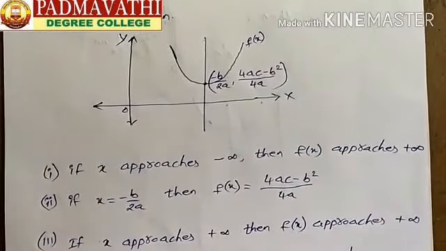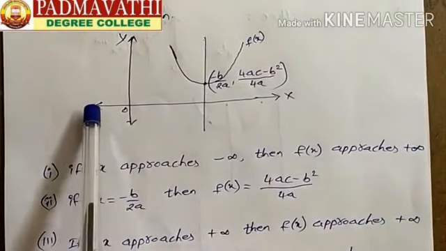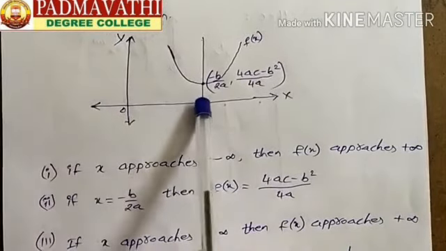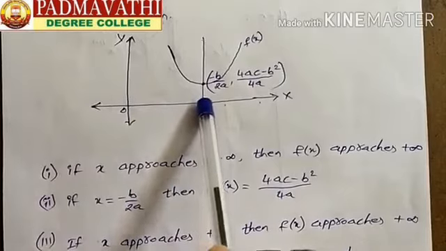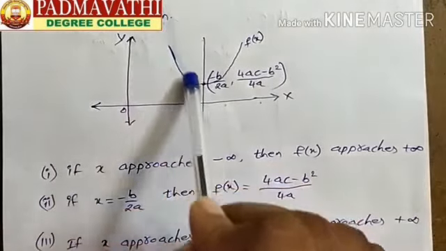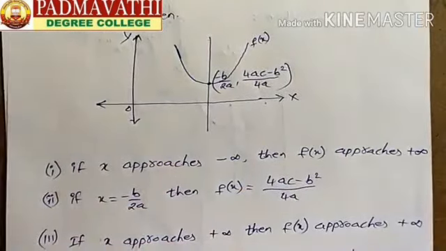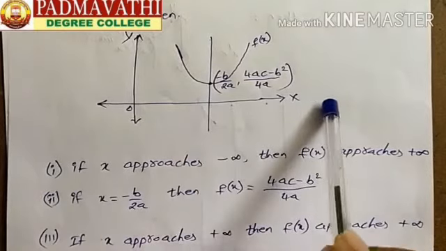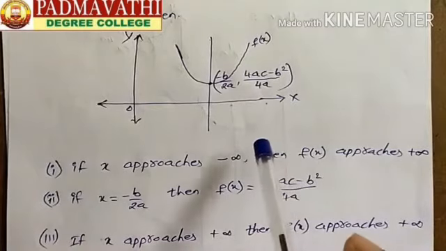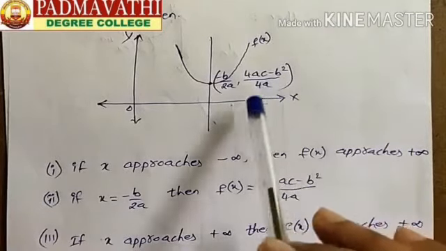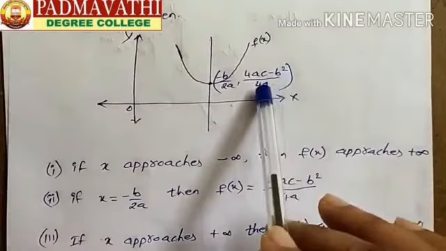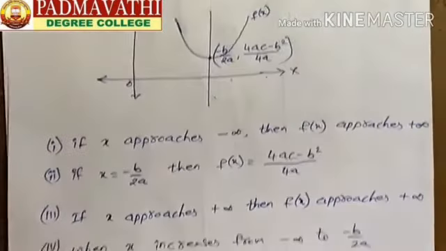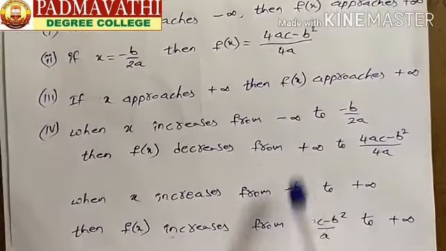Now look at this. When x is increasing from minus infinity to minus b by 2a, f of x is decreasing from plus infinity to 4ac minus b square by 4a. This is the first point. And second one, if x is increasing from minus b by 2a to plus infinity, then f of x is increasing from 4ac minus b square by 4a to plus infinity. So the same points we are writing here in these two cases.